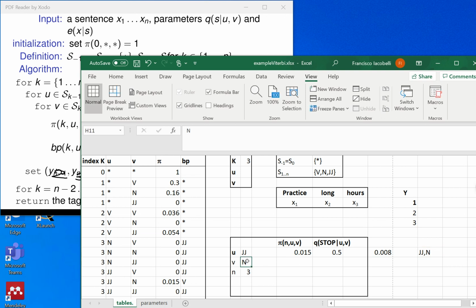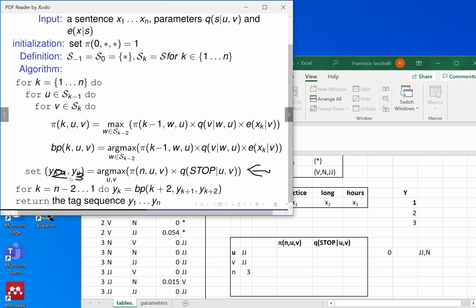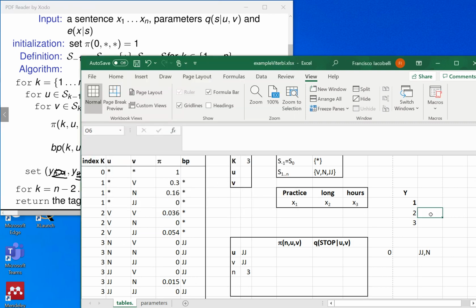I keep looping. I need to find out which tags give me the biggest number. So I'm looping through v, and n is now jj. What is pi of 3, jj, jj? It is 0. So it turns out that the tags that gave me something, and actually the maximum, were jj and n. So I'm just going to erase this. jj and n become, as the algorithm says, y2 and y3.